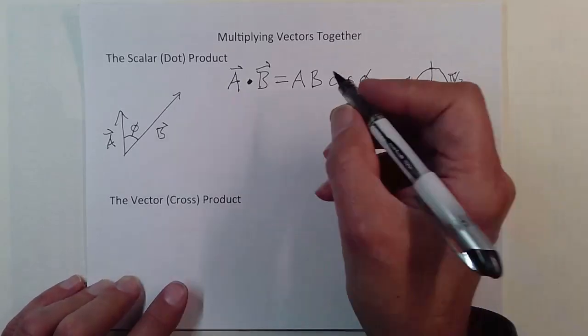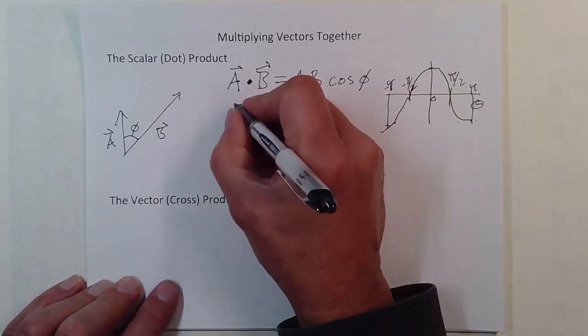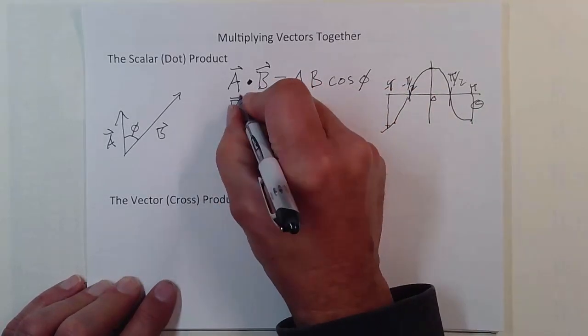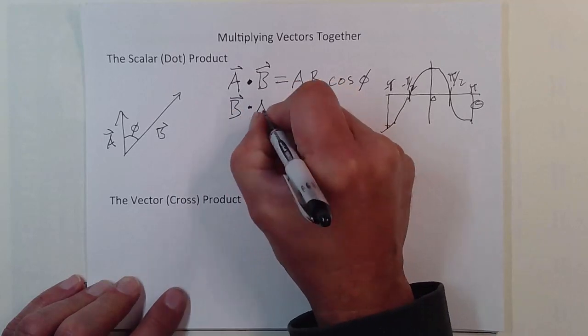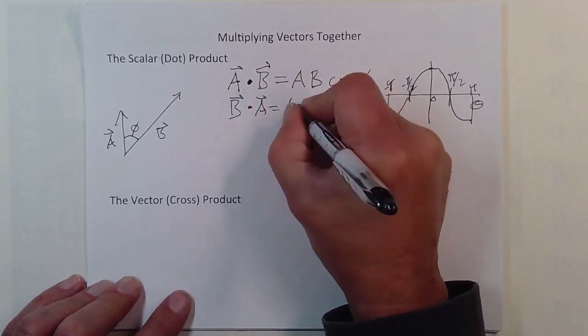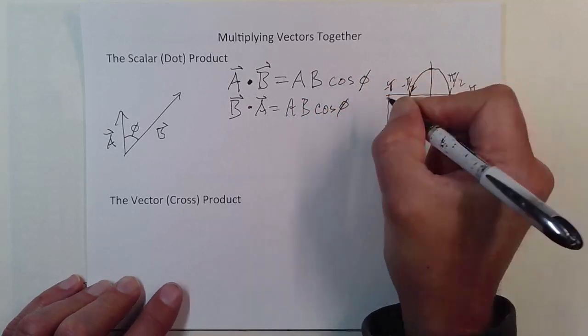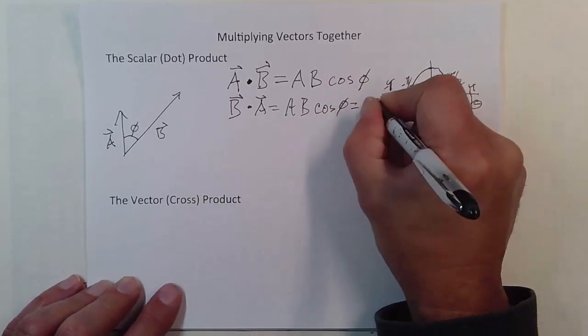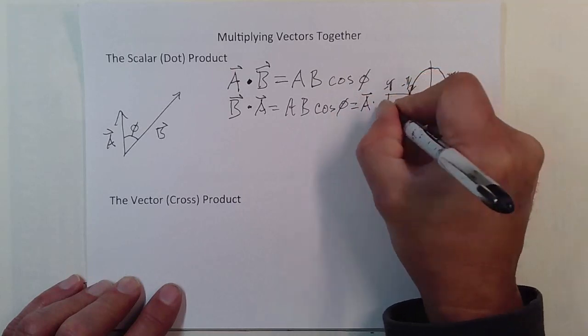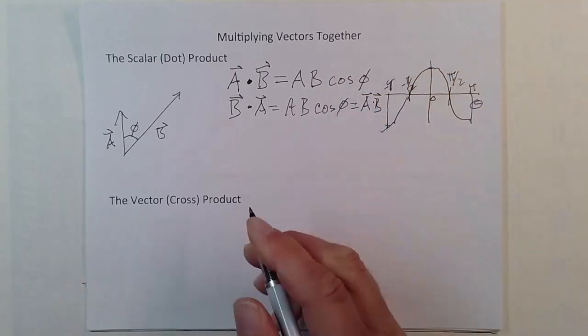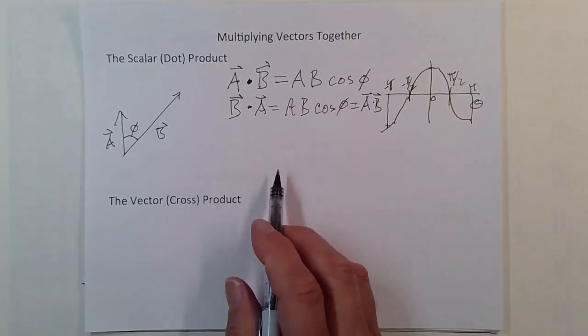And because of that, the dot product is commutative. So B dot A is also equal to magnitude of A, magnitude of B, cosine of phi, and that's equal to A dot B as well. So this is a commutative multiplication.